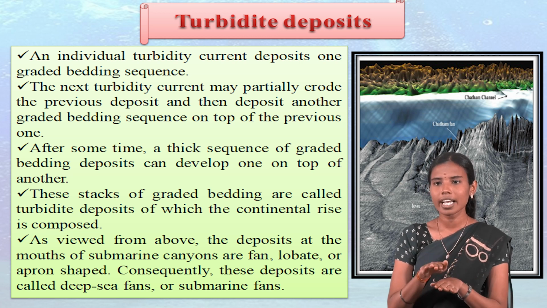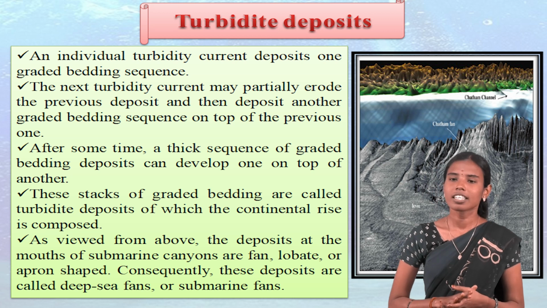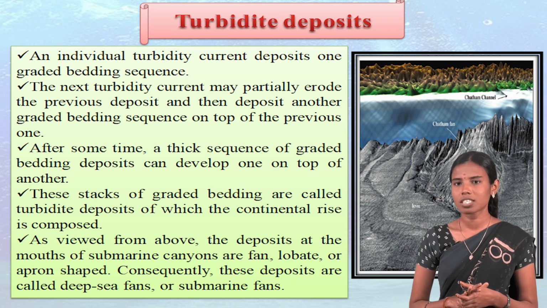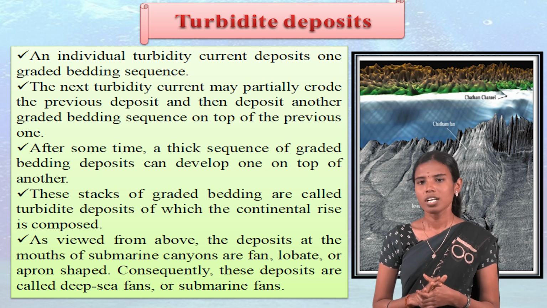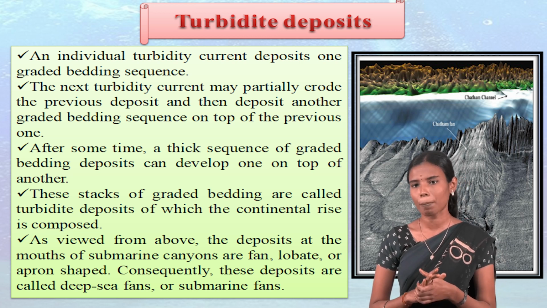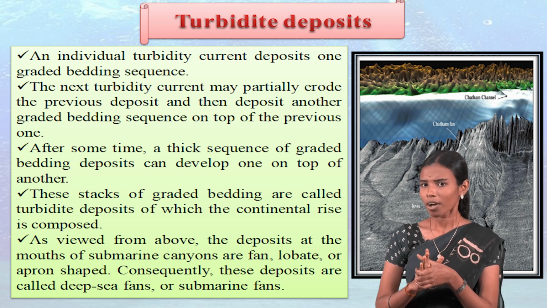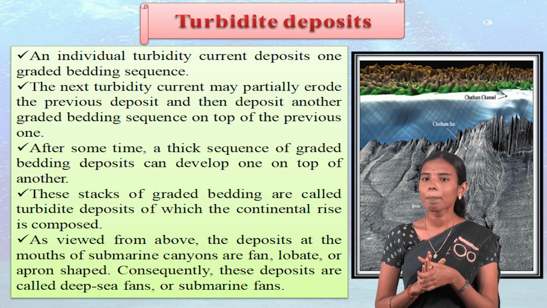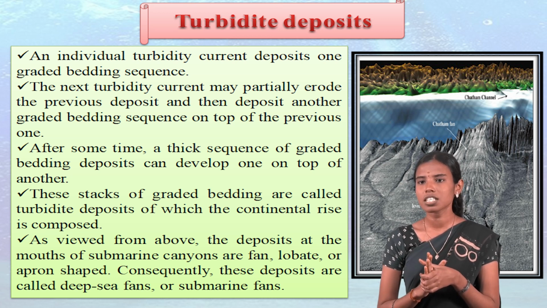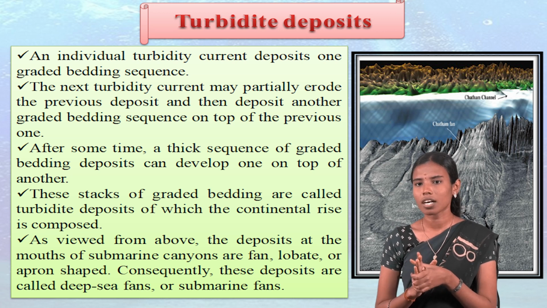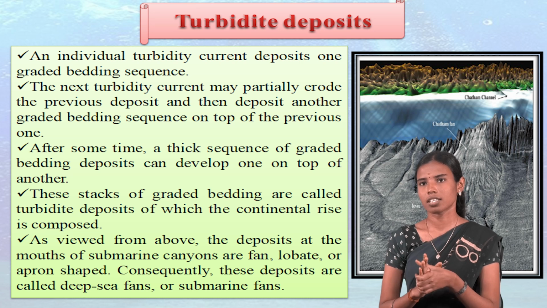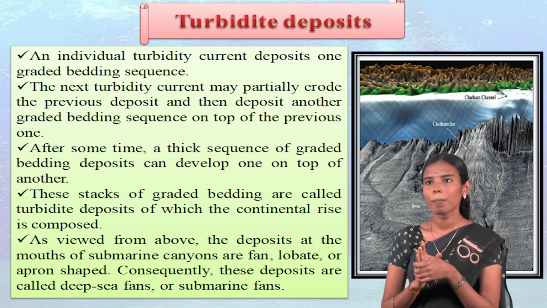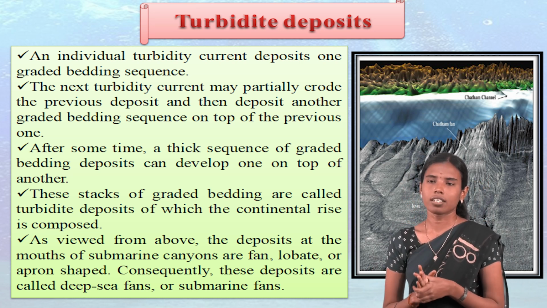These stacks of graded beddings are called turbidite deposits, of which the continental rise is composed. As viewed from above, the deposits at the mouth of submarine canyons are fan, lobate or apron in shape, and consequently these deposits are called deep sea fans or submarine fans. For example, in the Bay of Bengal we have the Bengal fan.